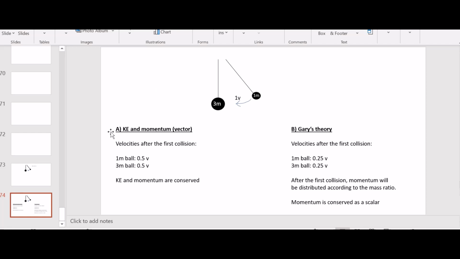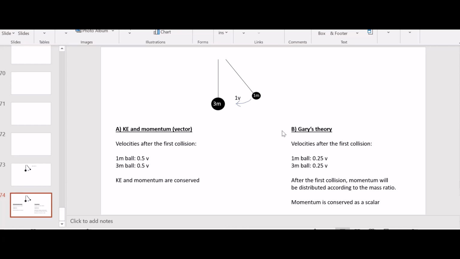So we have two predictions here. One is according to the conventional theory, using kinetic energy and momentum as a vector, so that direction matters. And according to this theory, the velocities after the first collision will be 1/2 of the initial velocity. And so kinetic energy and momentum as a vector will be conserved. You can check this and make the calculations yourself if you want.